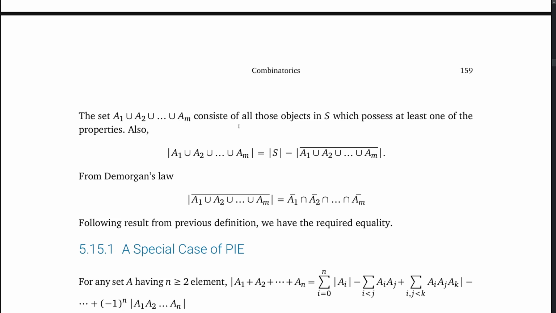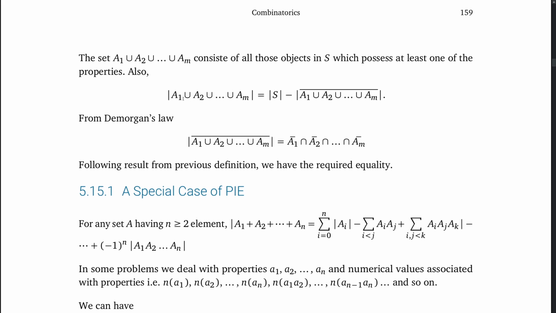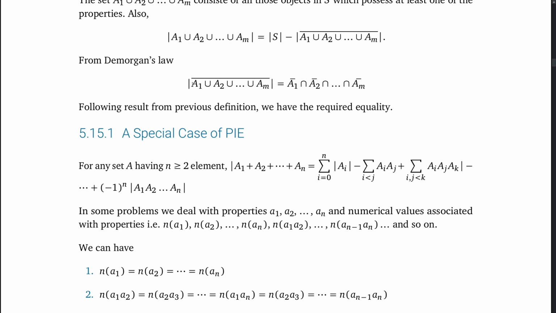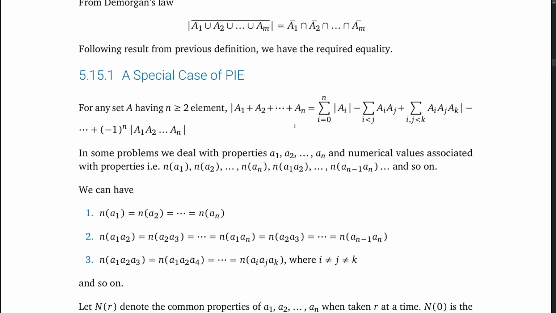The set A1 union A2 union through Am consists of all those objects in S which possess at least one of the properties. Also, A1 union A2 union through Am is equal to S minus the complement of A1 union A2 through Am. Then from De Morgan's law, we have this relationship. So following the result from the previous definition, we have the required equality.